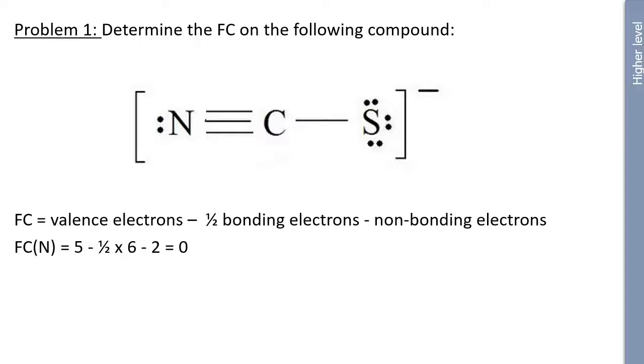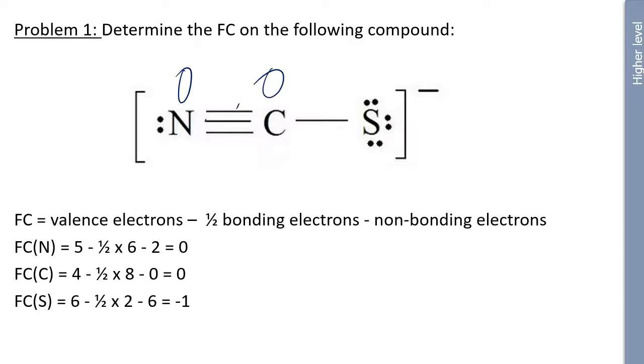Okay, good old 0. The formal charge on the carbon is going to be 4, because that's the valency of carbon, it's in group 4. This time, minus 8, because we have 1, 2, 3, 4, 5, 6, 7, 8 bonding electrons. Okay, so it's going to be 4 minus 4, and as you can see, it hasn't got any non-bonding electrons, so it's going to be 0.